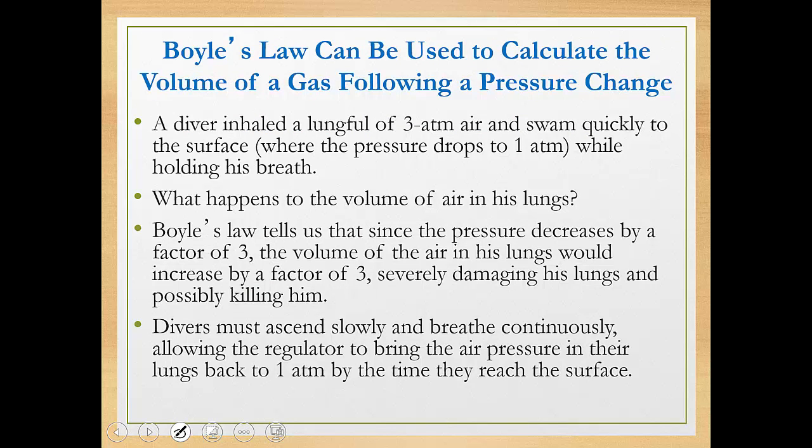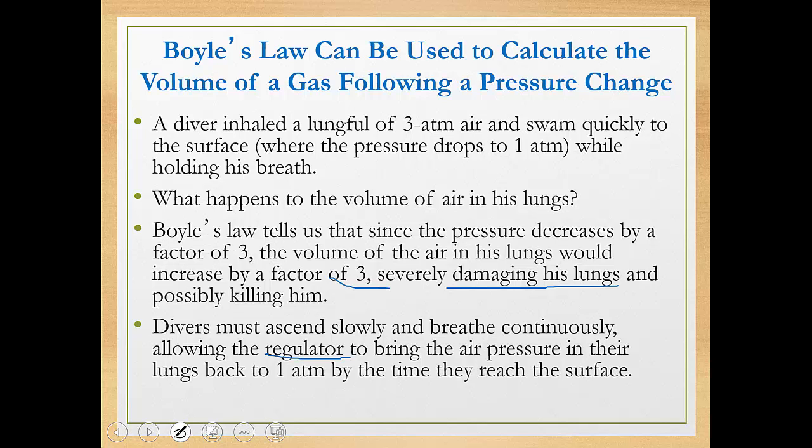So that expansion would be proportional to the change in the pressure. If the pressure decreases by a factor of 3, the volume is going to increase by a factor of 3. You can imagine your lungs only have a certain capacity, so if it's not enough to kill the diver, it certainly would be enough to do serious damage to the lungs. So they don't want to come up quickly. They want to ascend slowly and keep breathing continuously. As they do so, the regulator continues to adjust to the change in pressure. So it slowly changes the air pressure in their lungs back to 1 atmosphere by the time they reach the surface.